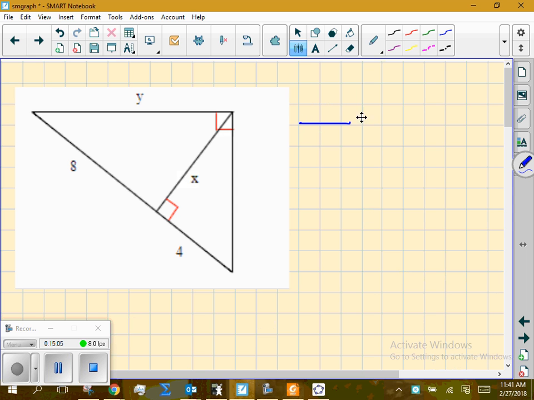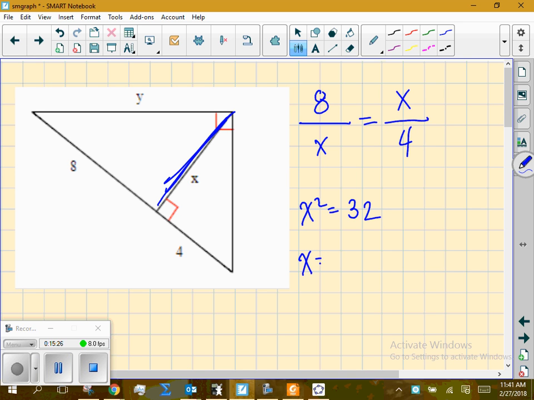So x is the interior altitude, so where should it go, top or bottom? Bottom. What should go over here? Top. Okay, so we're looking at that one there. What should go here? 8. And what should go here? 4. So now I get x squared is equal to, okay, that's fine.